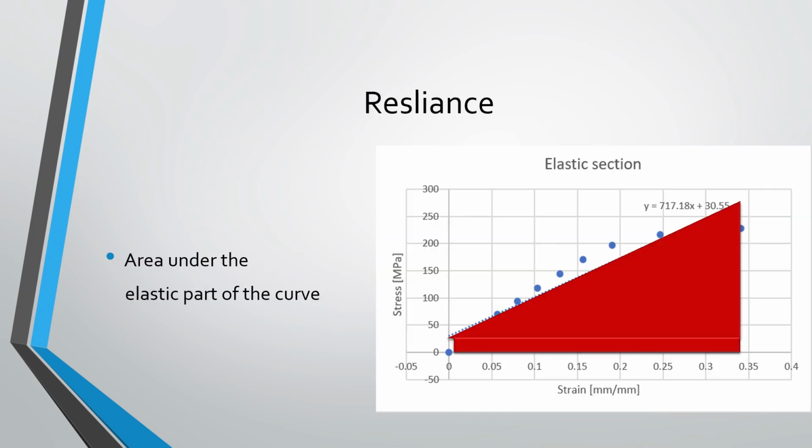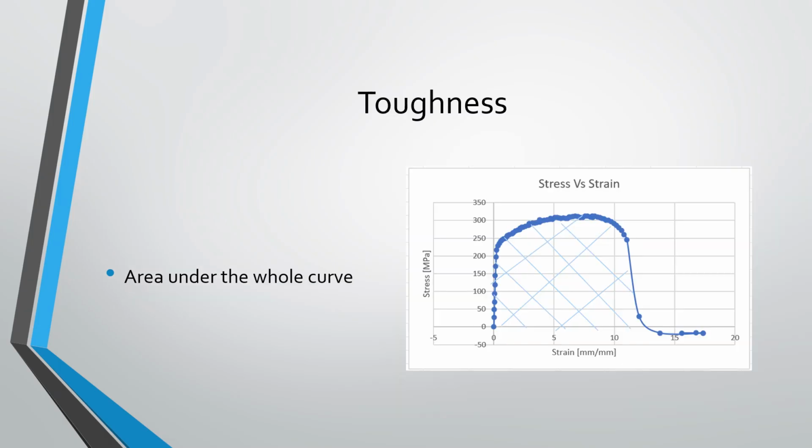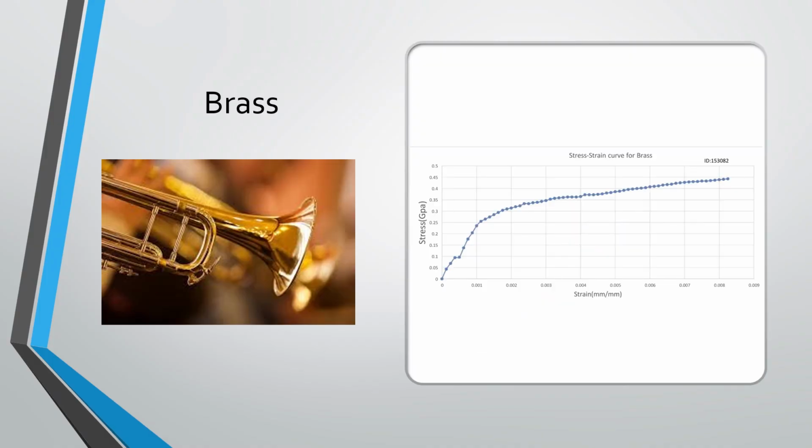Resilience is the area underneath the elastic part of the curve. This value can be thought of as how much energy a material can store before permanent deformation takes place. Think of a rubber band and how much it stretches before permanently deforming. Toughness is the area under the entire curve, and this is a measure of how much energy it takes to completely break a material.